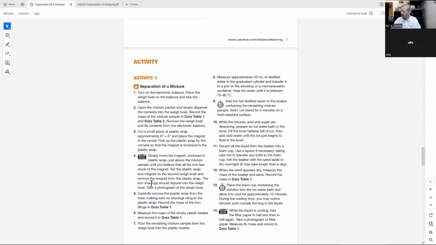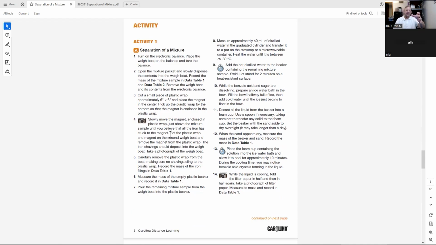All right, let's go through what you're going to do. First of all, on your balance, put the weigh boat, tare it, place the weigh boat and zero it with the tare button. Open the packet and slowly dispense the material and record the mass in there. I don't think they tell you how much, but I at least do 5 grams. I don't know if they gave you 5 grams. But anyways, remove the weigh boat and its contents.